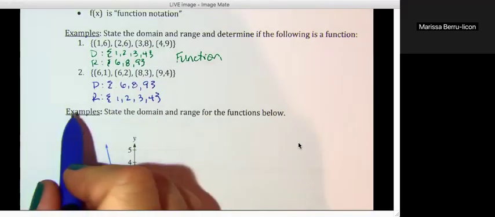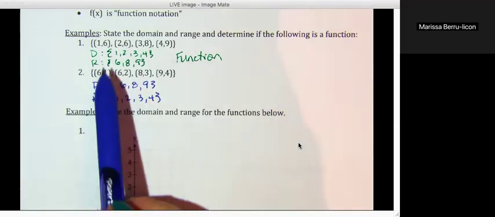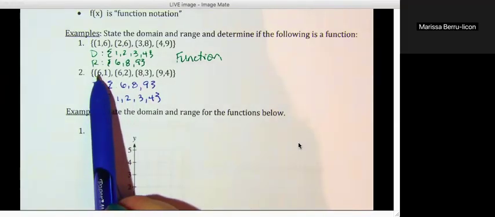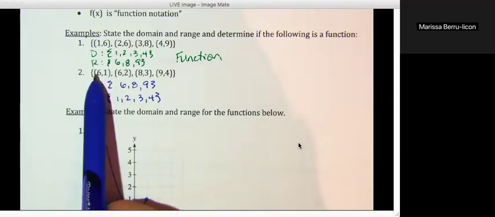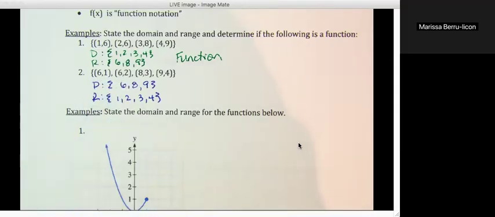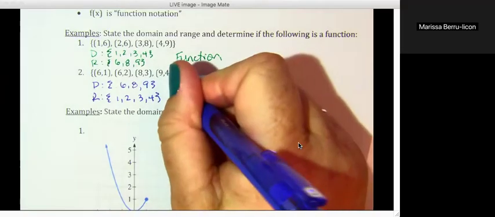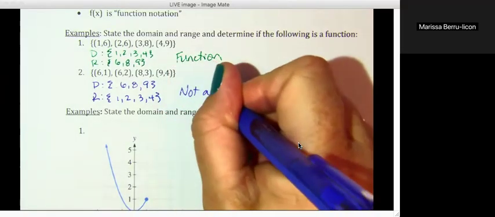And then determining whether it's a function or not. Again, like we said, each member of the domain, so 6 is a member of the domain, should match to only one member of the range. Well, 6 matches to 1, and 6 also matches to 2, which means this is not a function.